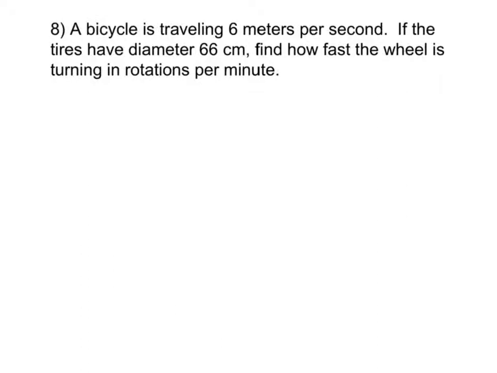A bicycle is traveling 6 meters per second. If the tires have a diameter of 66 centimeters, find how fast the wheel is turning in rotations per minute.